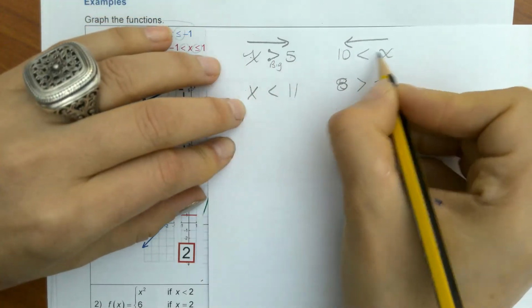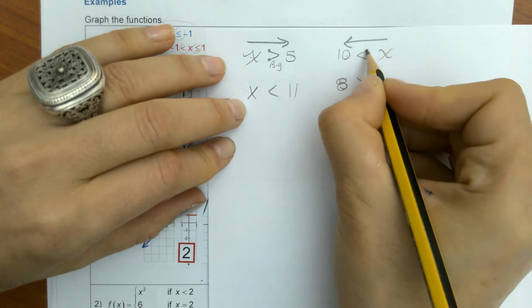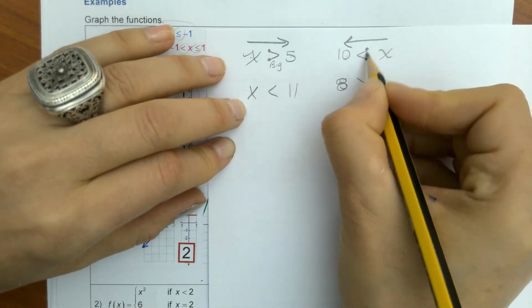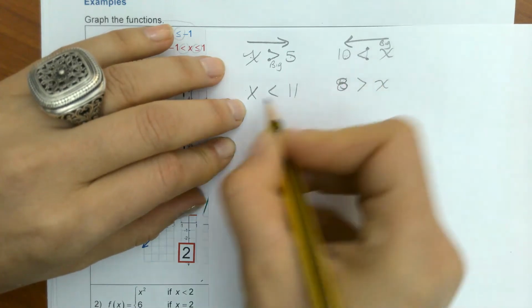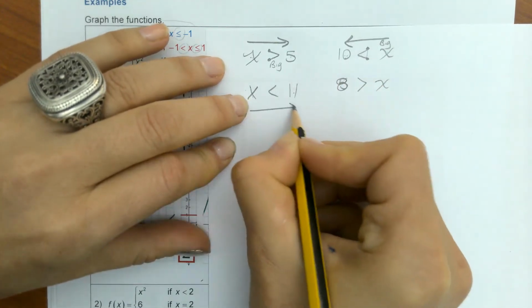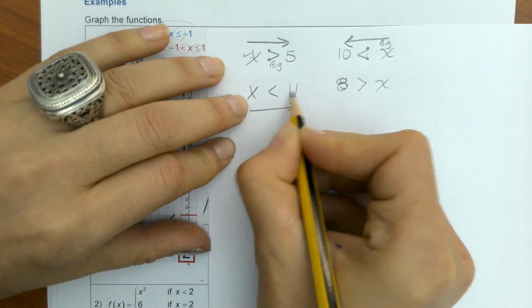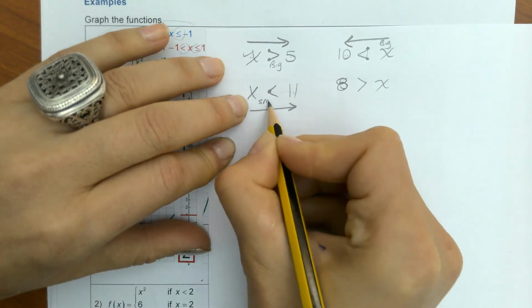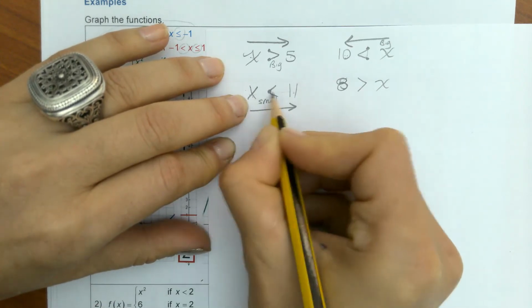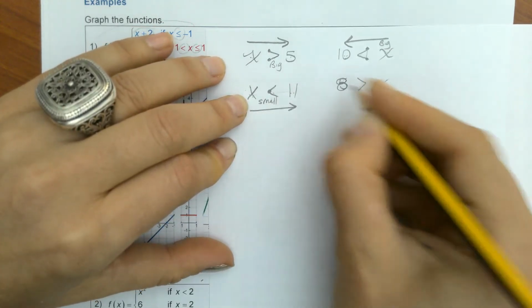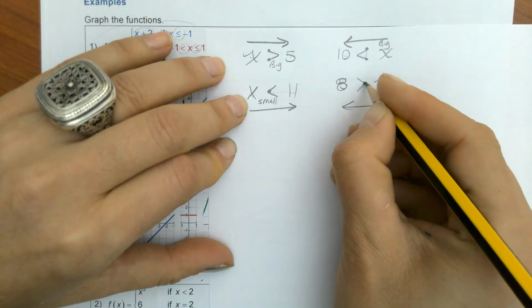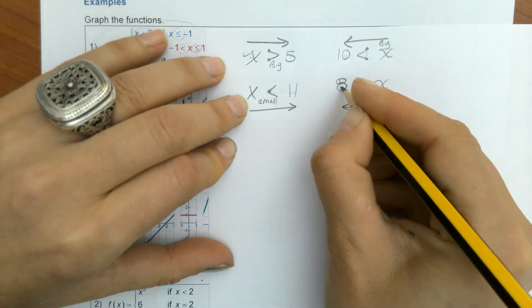Here's the letter, here's the number, so I'm going to read it this way. I touch the big side first of the sign, so it says x is bigger than 10. Here's my letter, here's my number. Because I read it this way, I'm going to touch the small part of the sign, so it says x is smaller than 11. Here, I always read from letter to number. I'm touching this side first, so x is smaller than 8.